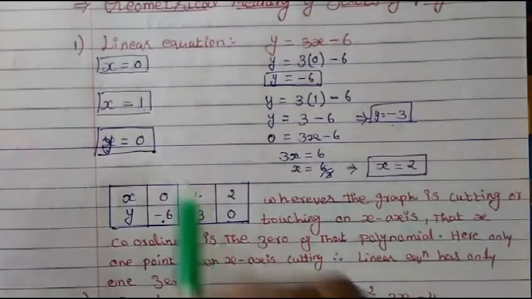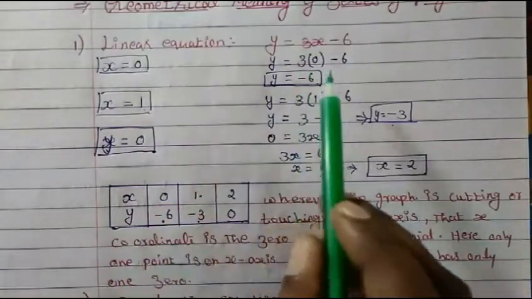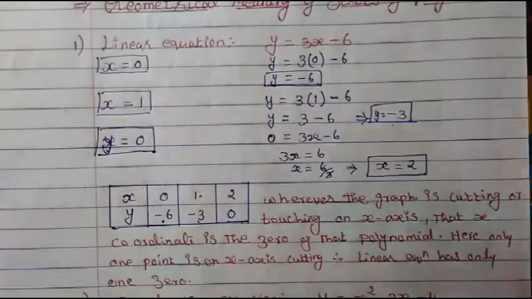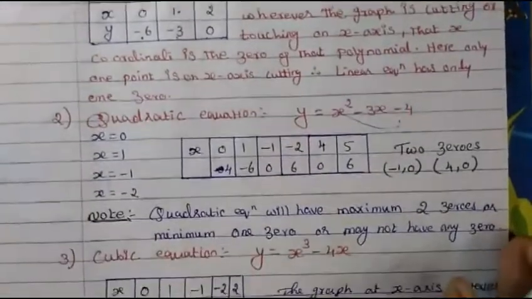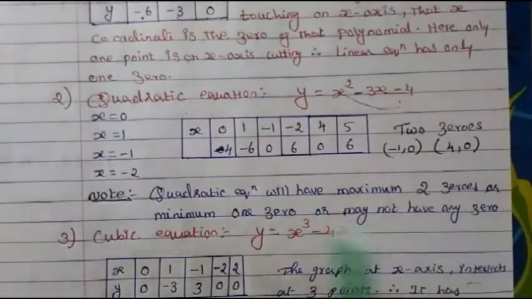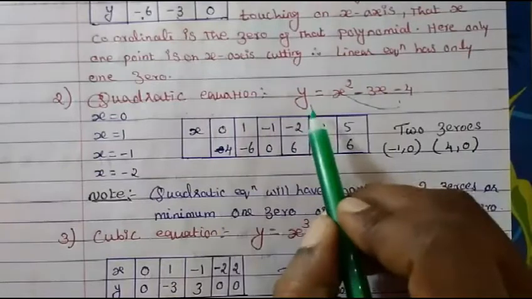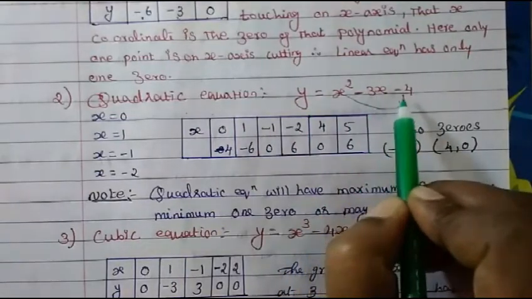So we had been studying linear equation. So we saw that only 1 point it was cutting on the graph, therefore linear equation has only 1 zero. So now let's see quickly the second one, that is quadratic equation. The quadratic equation given here is y equal to x square minus 3x minus 4.